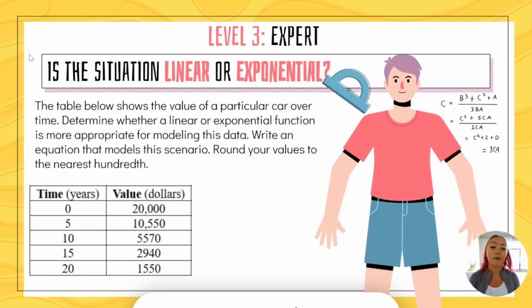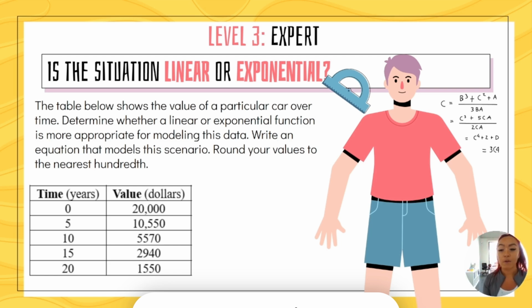So let's look at a Level 3 expert problem. I give you this table here, and it shows the value of a particular car over time. Determine whether a linear or exponential function is more appropriate for modeling this data. Write an equation that models the scenario. Round your values to the nearest hundredth. So there are two parts to this question. First, we need to determine whether it's exponential or linear, and then we have to write the equation.